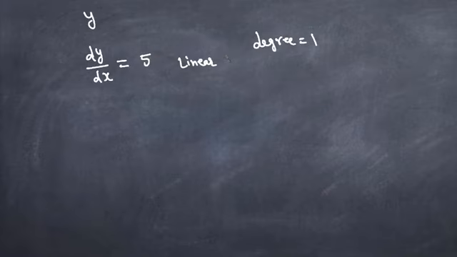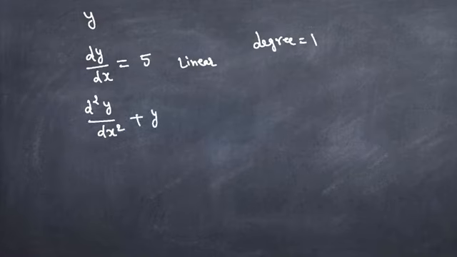Let me write down another example. d squared y over dx squared plus y is equal to 0. Again, what is the degree of this differential equation?